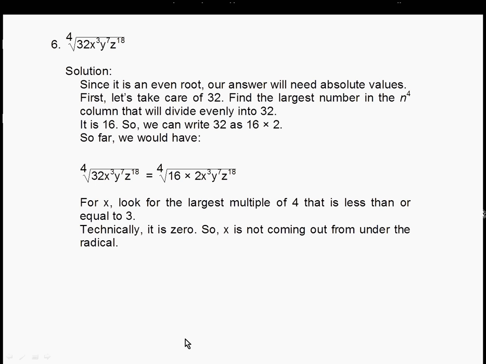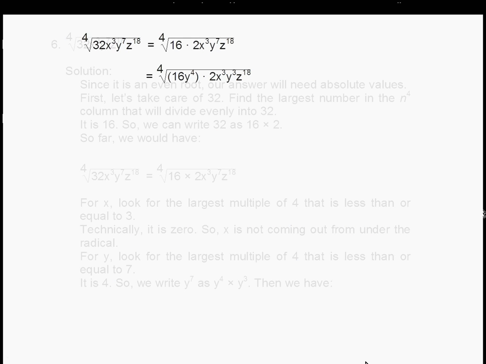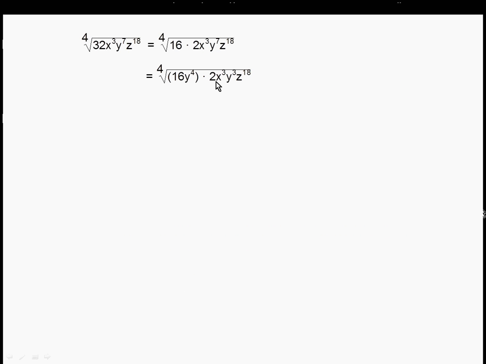Let's go to y. Largest multiple of 4 that is less than or equal to 7. It's 4, right? Because multiples of 4 go 0, 4, 8, and 8 has already passed 7. So I'm going to write y to the 7th as y to the 4th times y cubed. So the y to the 4th will join the 16. The y cubed will stay with the 2x cubed. So this is where we left off. So I've got 2x cubed y cubed. I'm now going to take care of the z part.